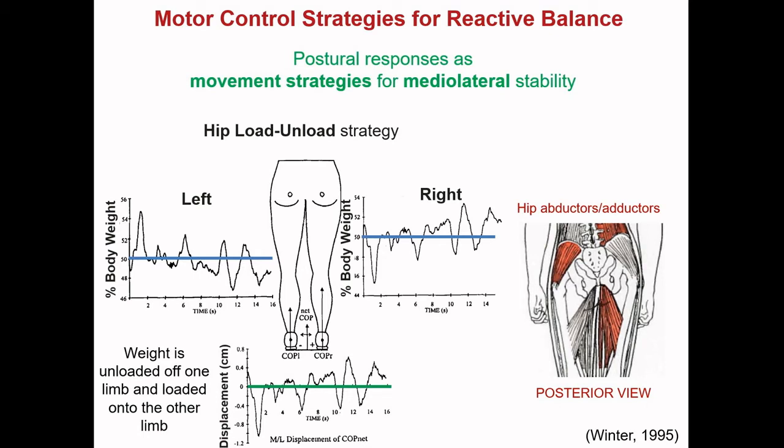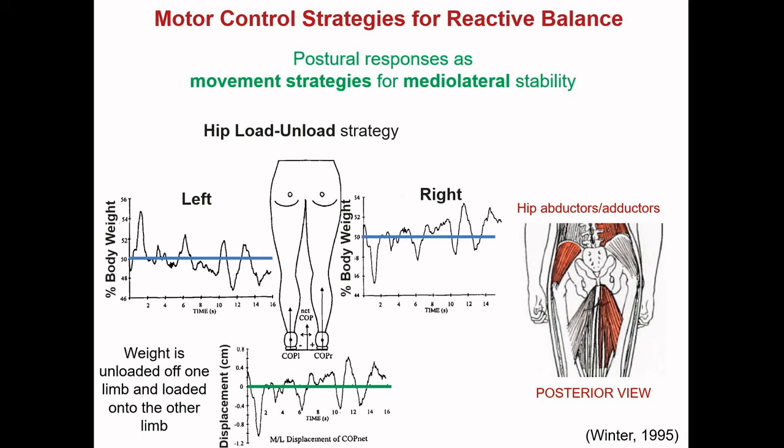Right at the start of this recording that we're seeing in these time series here, body weight is shifted onto the left limb. We see that shifting weight onto the left limb shifts the center of pressure towards the left foot. When we reduce the percentage of body weight that's supported under one limb, we allow gravity to pull the body towards the less loaded side. We can use this as a strategy for counteracting perturbations.